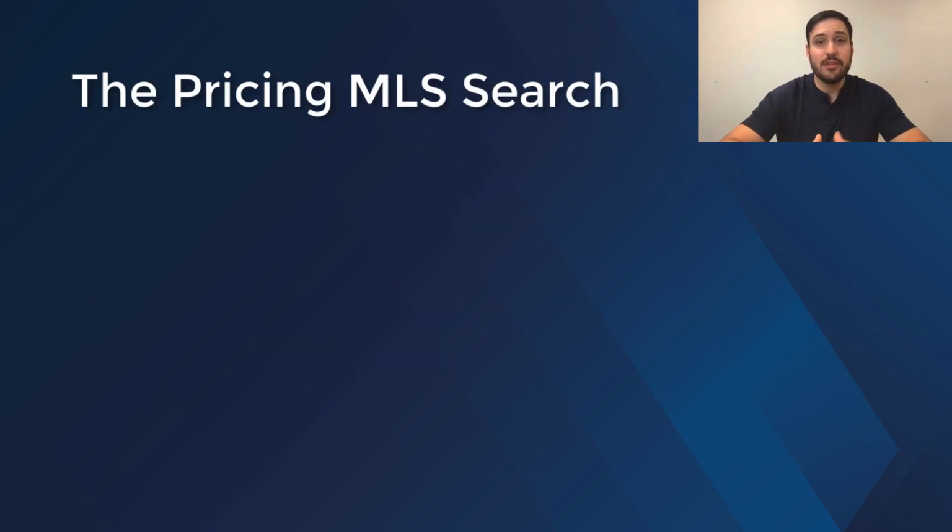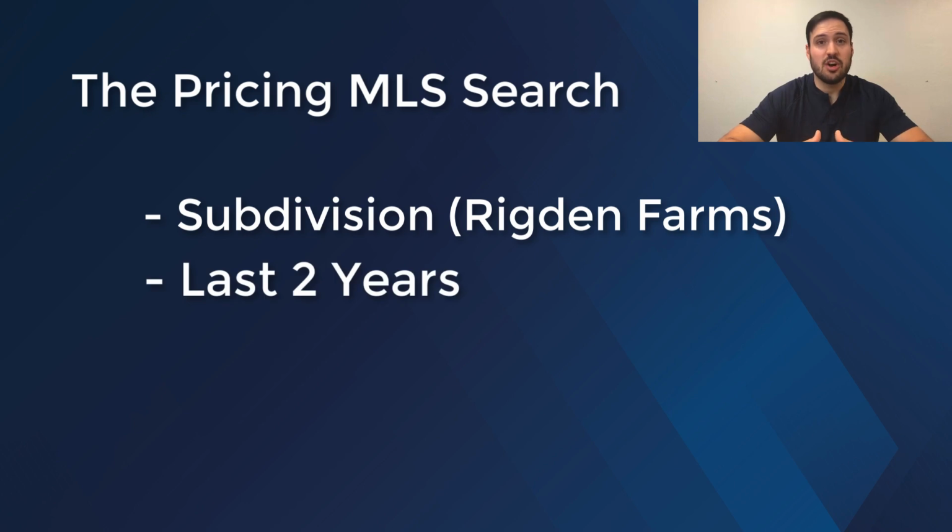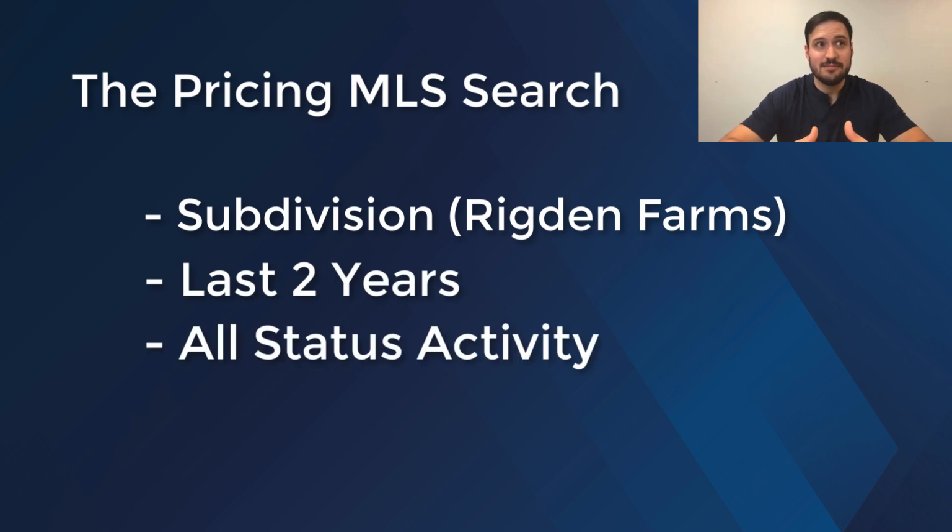So for step 1, the Pricing MLS Search, we're going to go with the standard search criteria that we recommend because Rigdon Farms is a great, well-platted neighborhood. So we're going to look at Rigdon Farms, the last 2 years, all status activity, and go ahead and export that. Simple as that. That is our Pricing MLS Search done.